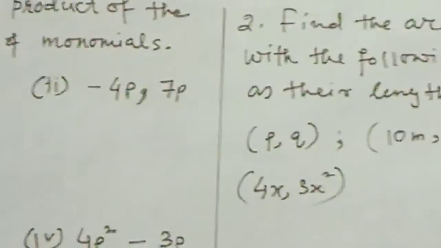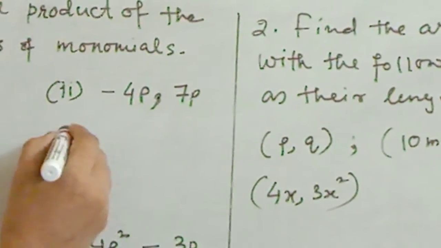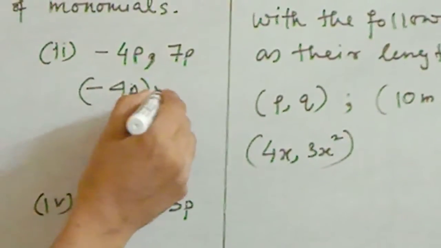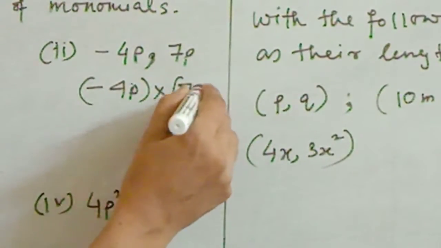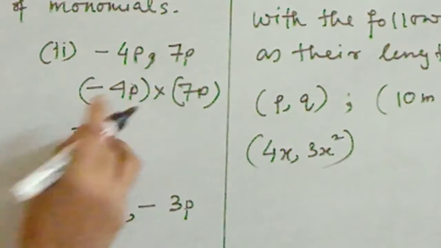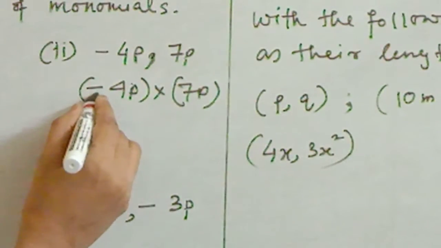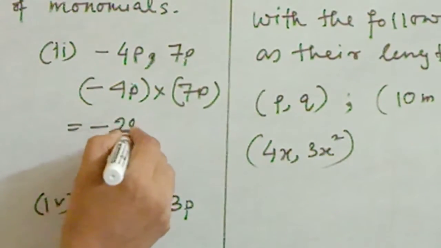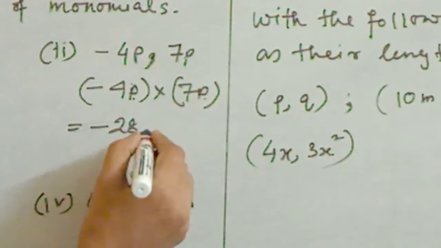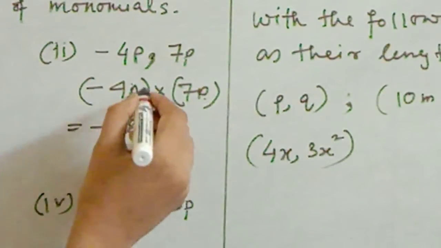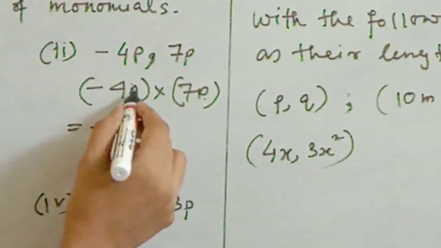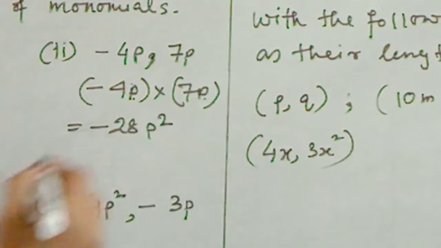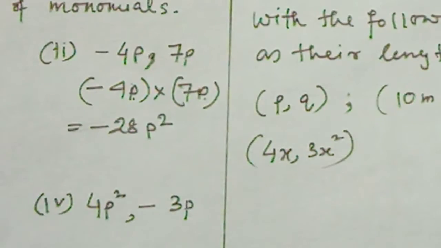Next question: minus 4p into 7p. Here you have to multiply and concentrate on the sign also. Minus and plus, minus; 4 sevens are 28. p into p: remember the exponential law, p to the power 1 into p to the power 1 means p to the power 2. So p into p is p square.